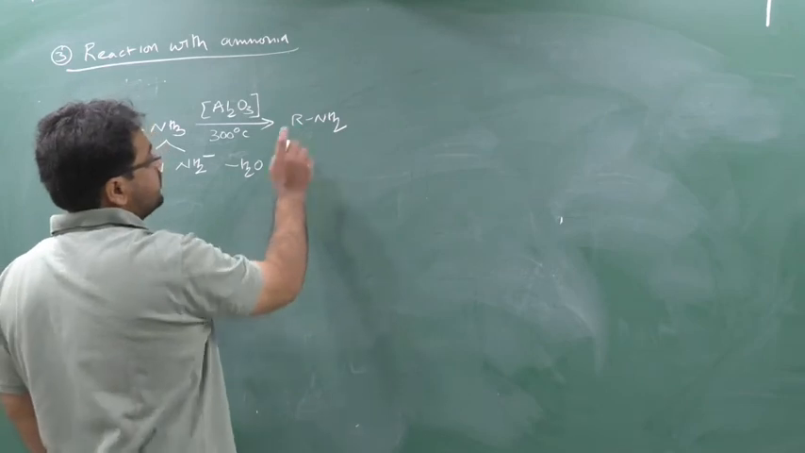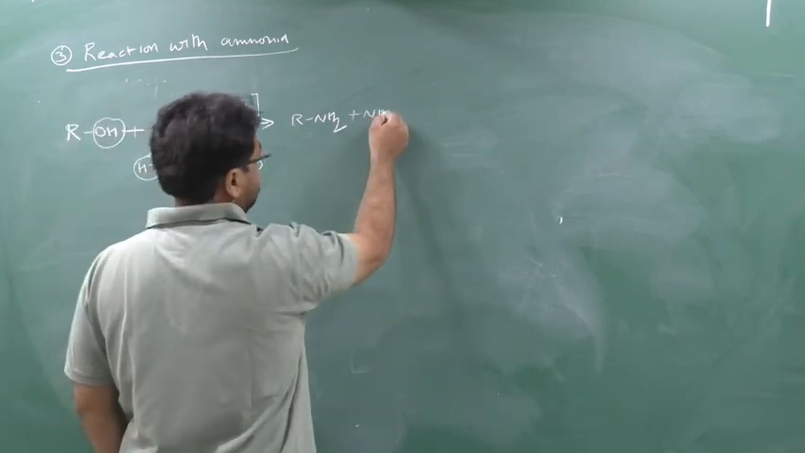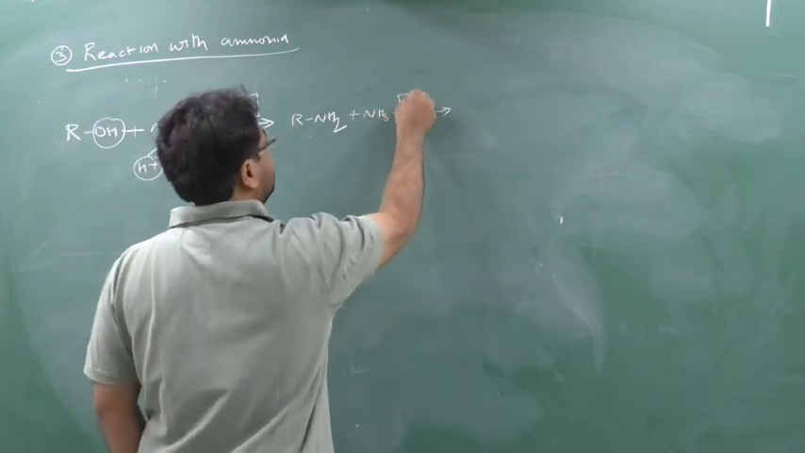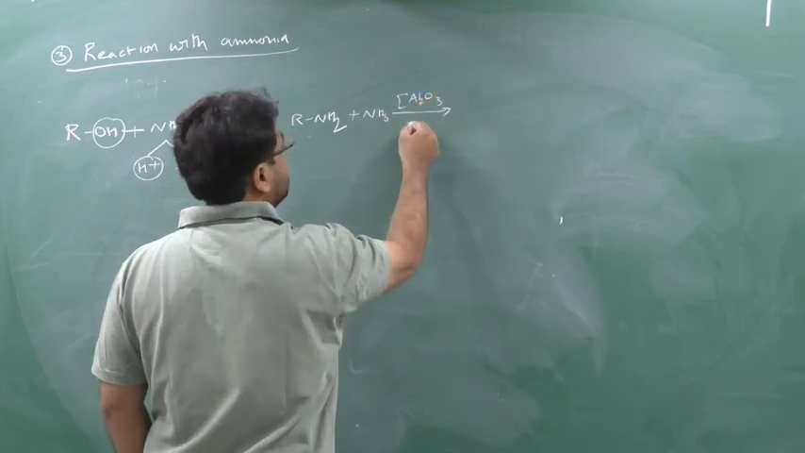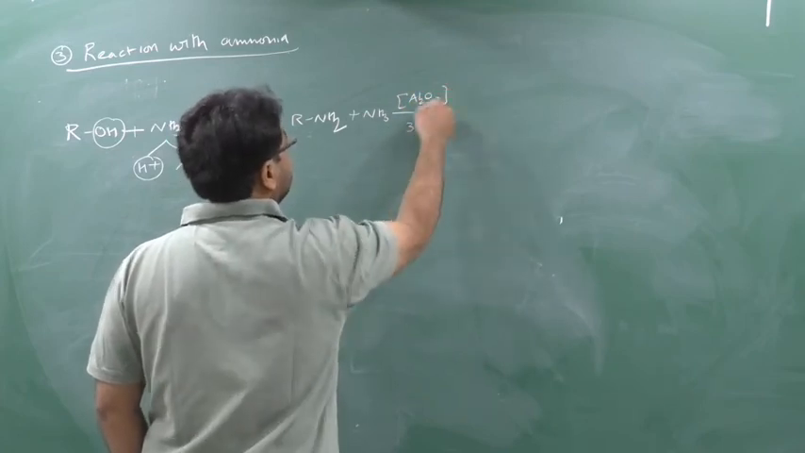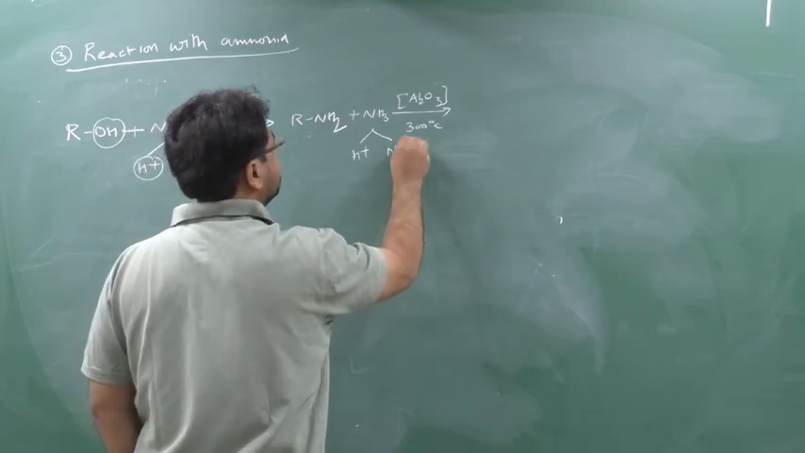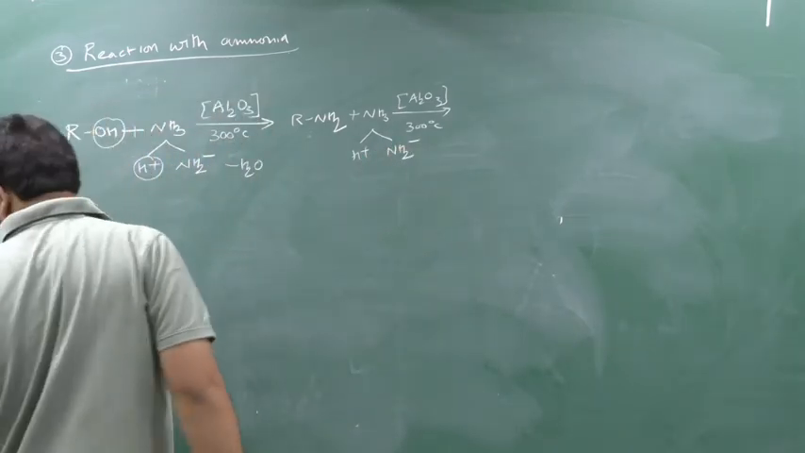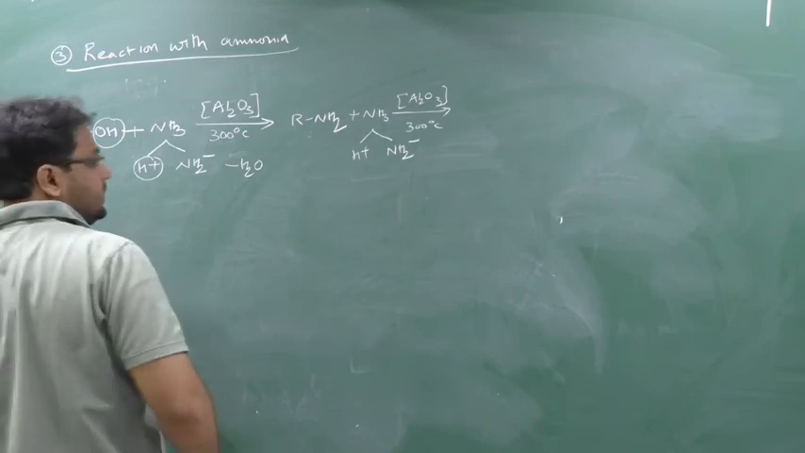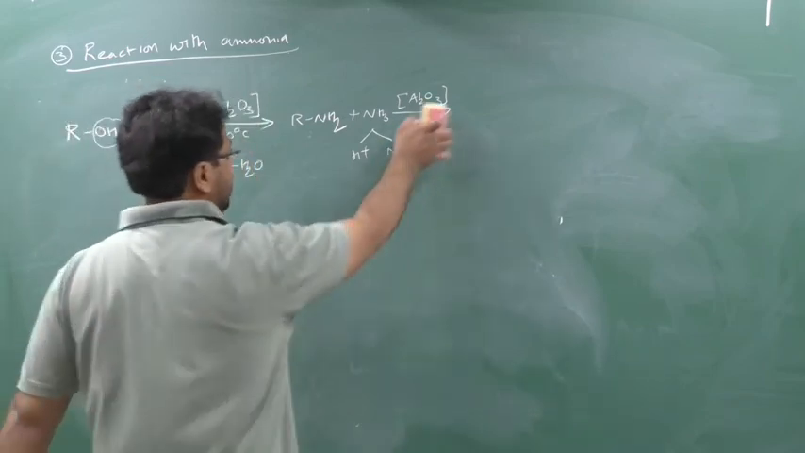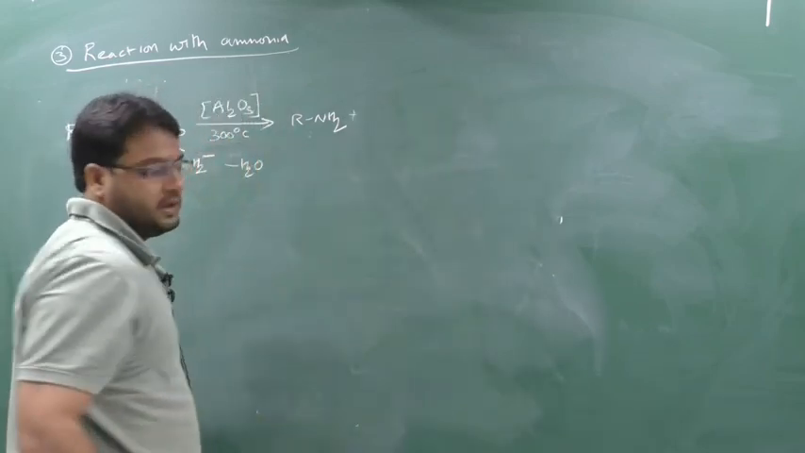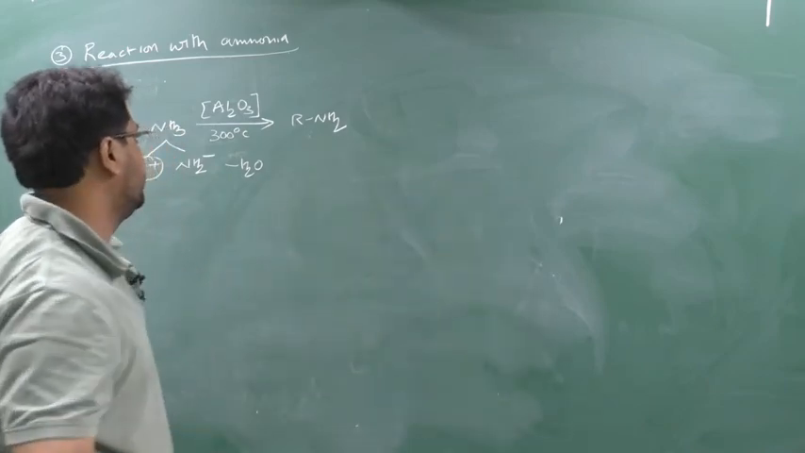Again, if I react this 1 degree amine with ammonia, same condition, Al2O3 and 300 degrees Celsius, what will happen? Again this H plus and this NH2 minus. Alcohol I have to generate. So here 1 degree amine will be generated.